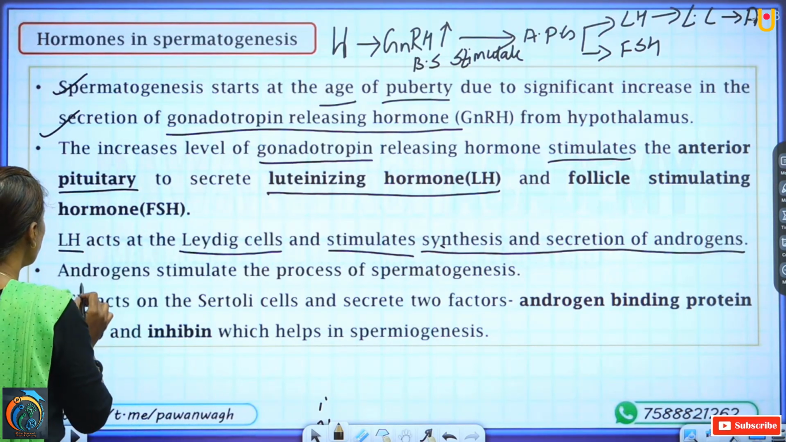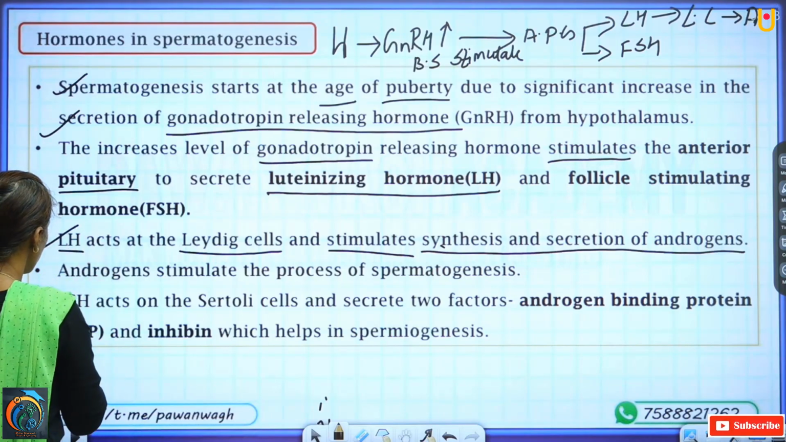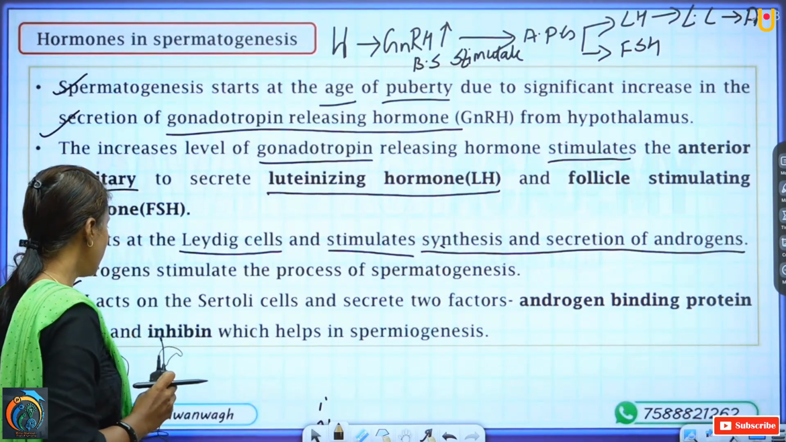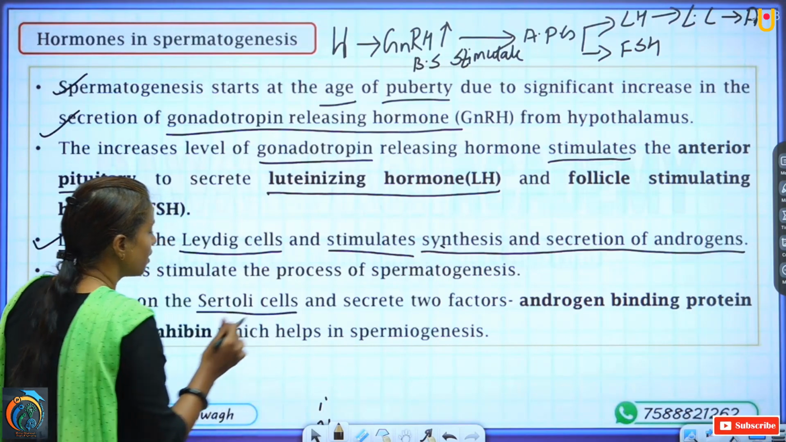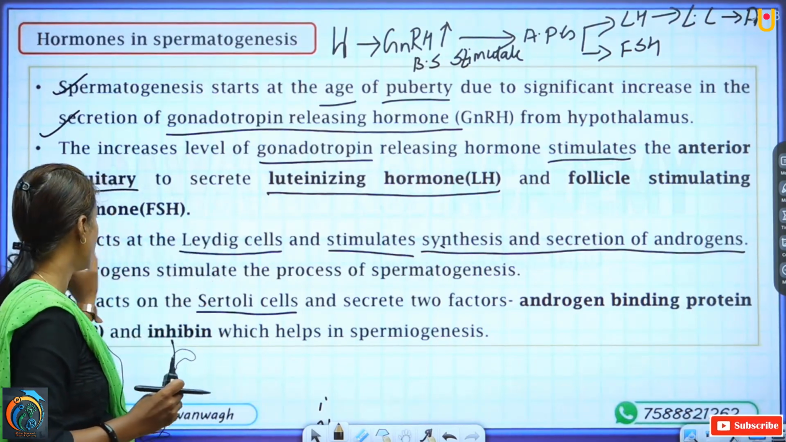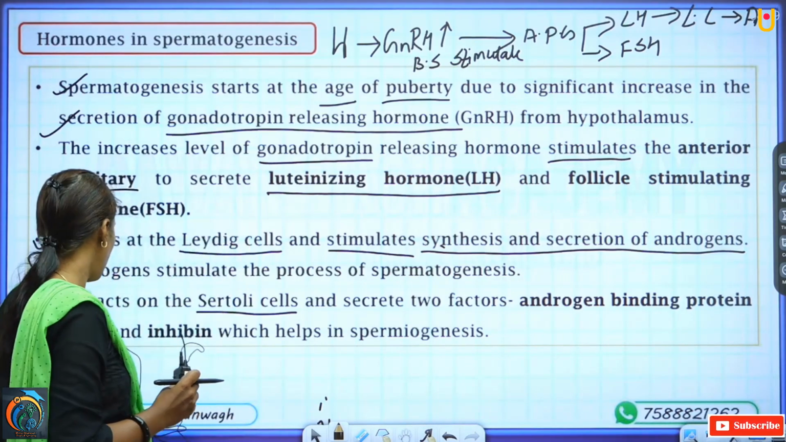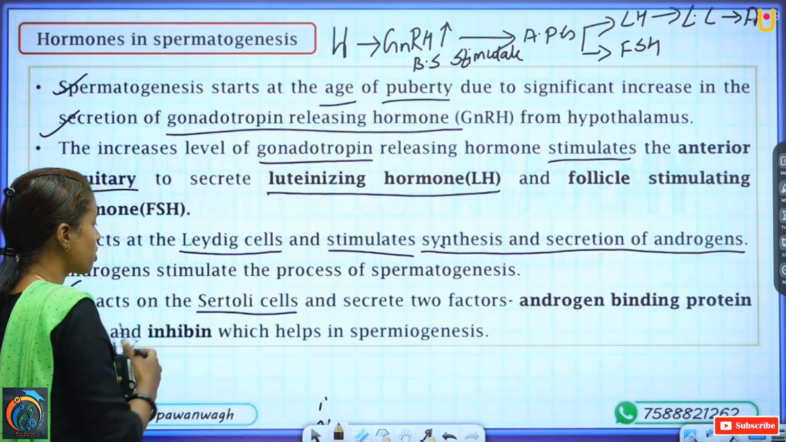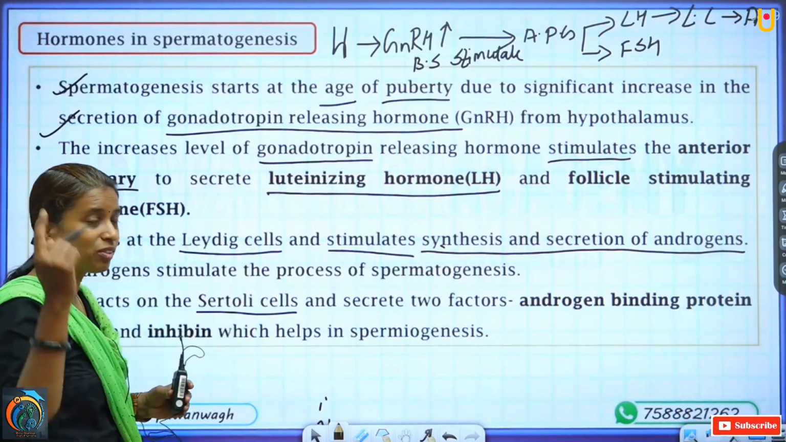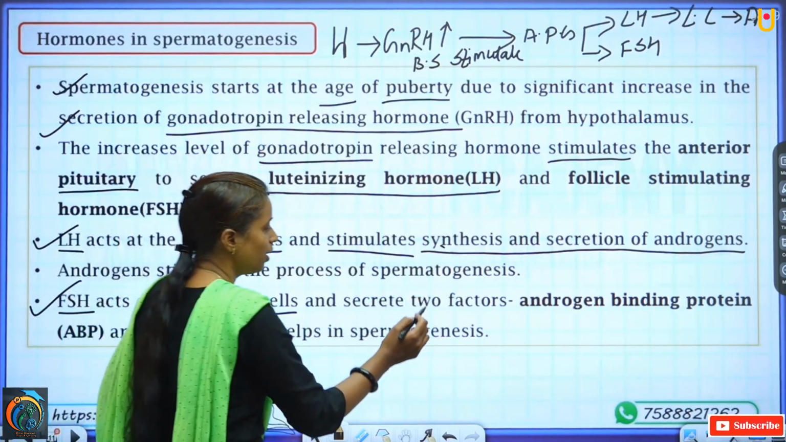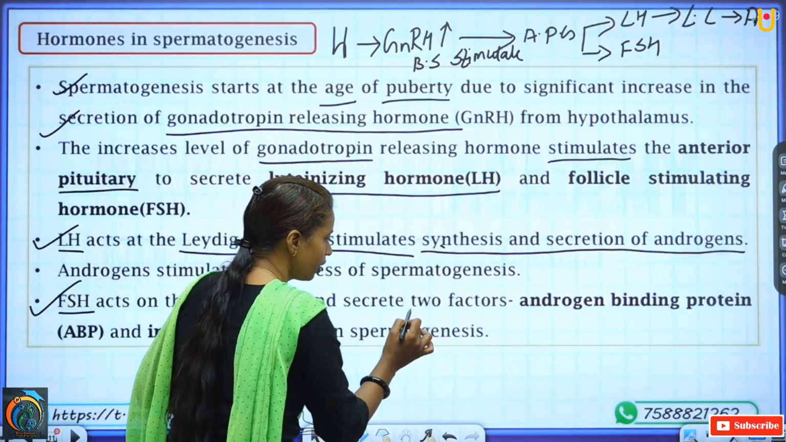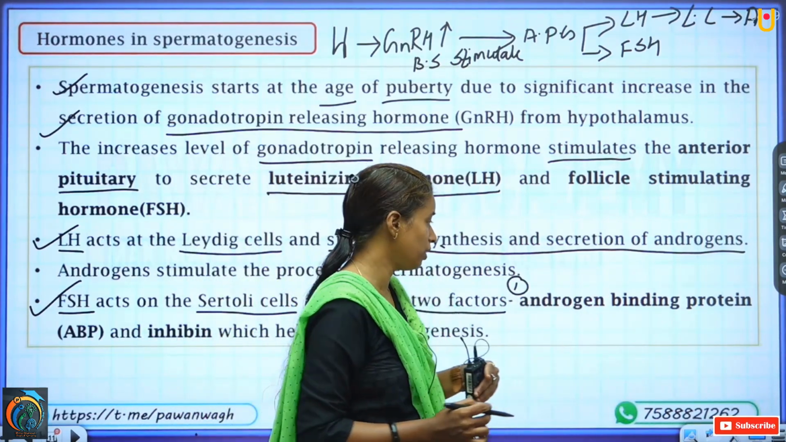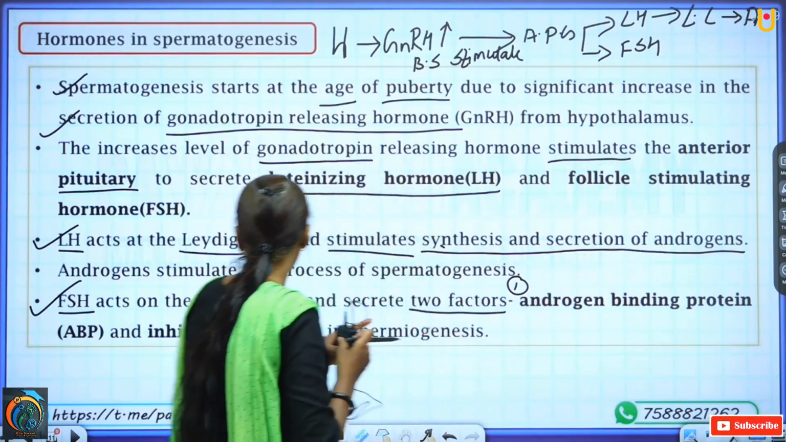Now, what will be here? We have seen the role of LH. Here we have to see the role of FSH. Now, what is FSH doing? It is acting on the Sertoli cells. See, there is a difference of action. LH acts on Leydig cells and FSH acts on Sertoli cells. When FSH acts on Sertoli cells, again it will secrete something. It will secrete two factors. Which are those two factors? Here, the first one is androgen binding protein. This is the androgen which is secreted by LH.